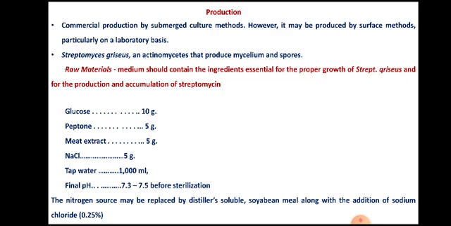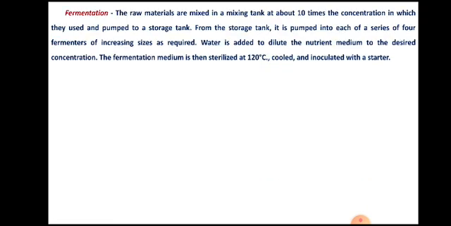The nitrogen source may be replaced by distillers solubles or soybean meal, along with the addition of sodium chloride. The fermentation: the raw materials are mixed in a mixing tank at about 10 times concentration and pumped to a storage tank. From the storage tank it is pumped into each of a series of 4 fermenters of increasing sizes as required. Water is added to dilute the nutrient solution to the desirable concentration, and then the medium is sterilized at 121 degrees Celsius, cooled down to the fermentation temperature, and then it is ready for inoculation with the starter culture.